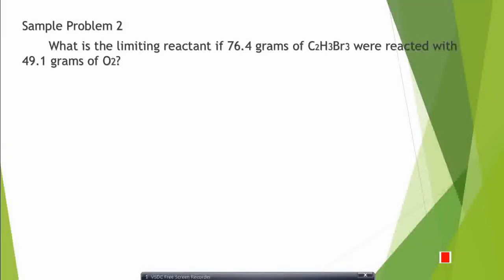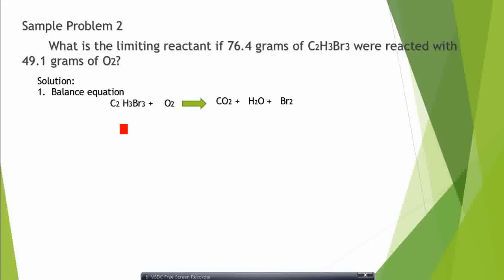Sample problem number 2. What is the limiting reactant if 76.4 grams of vinyl bromide were reacted with 49.1 grams of oxygen? Solution: let's balance the equation. We have the reactants, vinyl bromide and oxygen, and the products are carbon dioxide, water, and bromine. Let's count the number of atoms of each element. Carbon: we only have 2 atoms of carbon in the reactant, while in the product carbon is 1. It is not balanced.